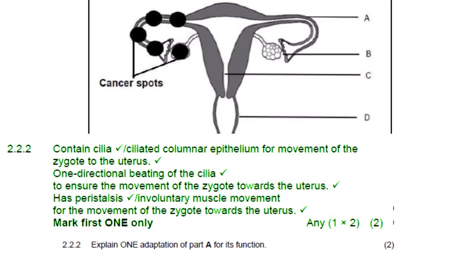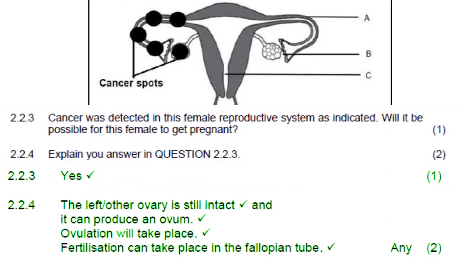Let's keep it moving. Looking at question 2.2.3, there's a diagram of the female reproductive system with cancer spots marked on the fallopian tubes. The question asks if it's still possible for this person to get pregnant. It looks pretty serious, so I would guess no. It is a common trap, Sam. If you look closely at the diagram, the cancer spots are only indicated on one side. The marking guidelines for 2.2.4 clarify that because the other ovary is still intact, it can still produce an ovum.